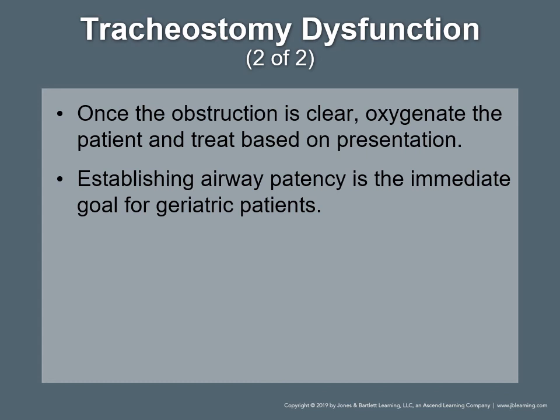Geriatric patients may have a tracheostomy tube in place because of airway obstruction, laryngeal cancer, severe infection, trauma, or the inability to manage secretions. This can be obstructed by secretions, foreign bodies, or airway swelling. The stoma itself can become infected. Establishing airway patency is the immediate goal.